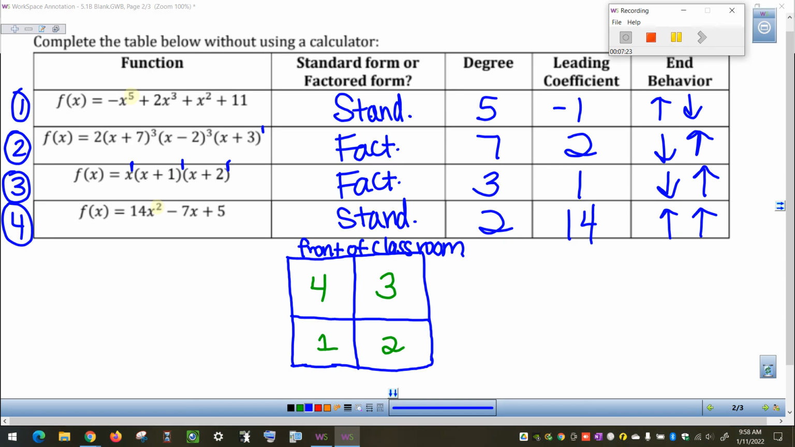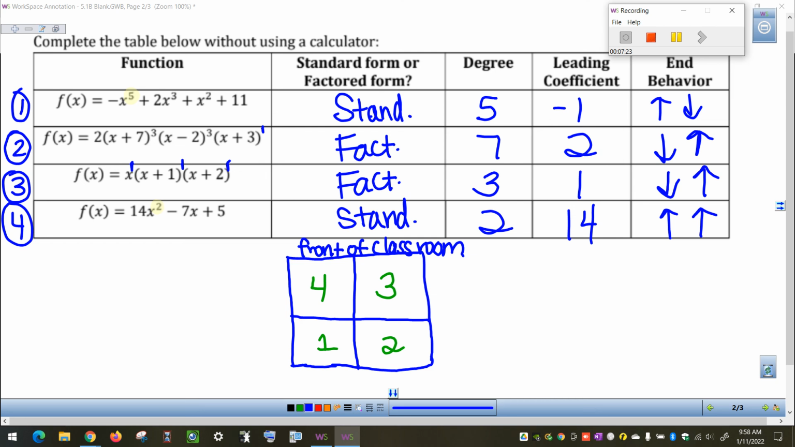All right, so we're going to come back together. Let's take a look here and check our answers. So it looks like just the first one and the last one were in standard form, so neither of those had parentheses. Because they were just in standard form, we're just looking for the highest exponent to figure out the degree. Leading coefficient is the number out in front. We're going to use our rules right over here to get our end behavior.